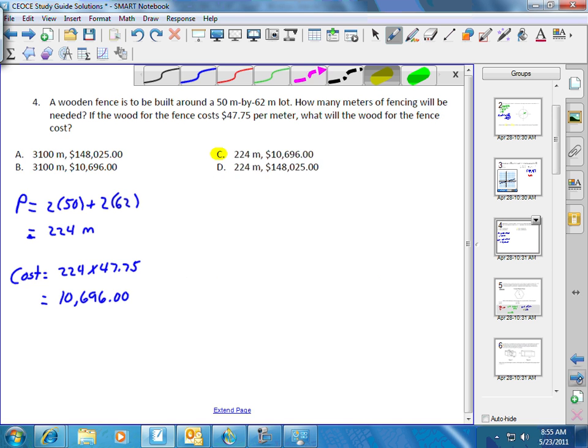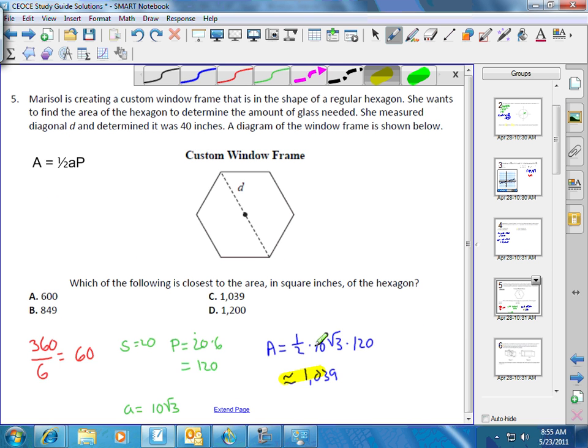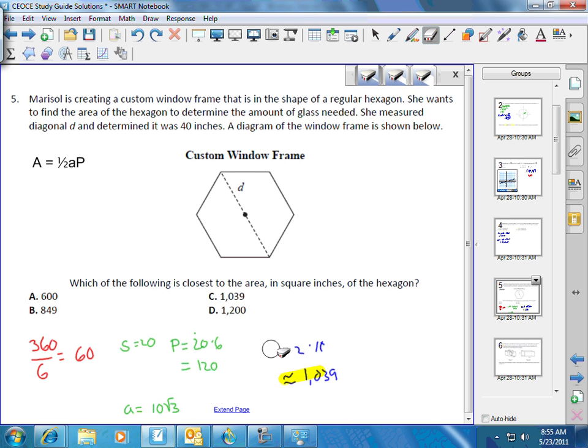All right, let's look at number 5. I already have some work there. Let's go ahead and erase this and go through it again.